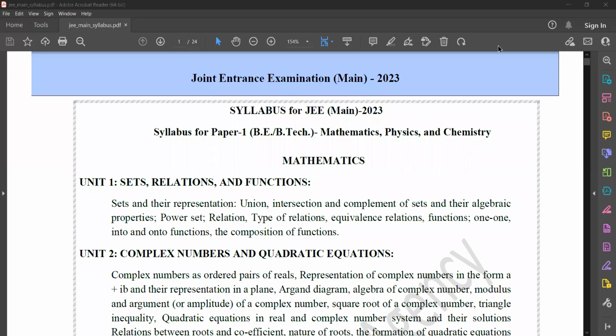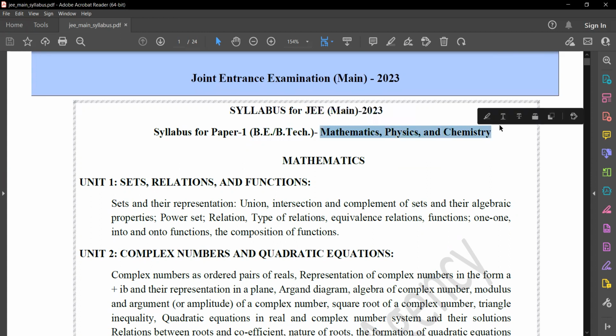Students, JEE has already published the syllabus on its website, so you can go through the website and download this syllabus. I'll discuss the syllabus for physics. JEE means, for BE Tech, the syllabus will be physics, chemistry, and mathematics.